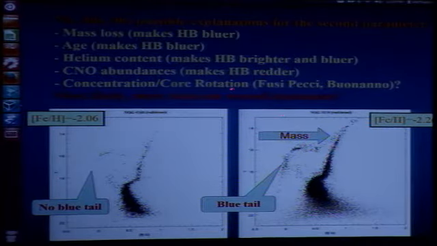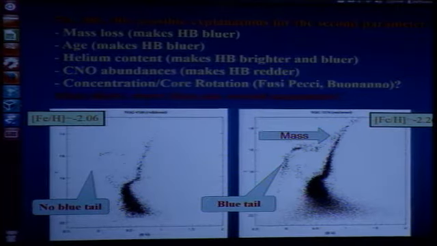And then it was found that there are correlations, for instance, with concentration of the cluster, which was thought to be linked perhaps to core rotation. This was a proposition by Fusi Pecci and Bonanno in the 90s. All these make things very messy. It's not very easy to understand what is going on. And the conclusion from all these studies was that more likely there is more than one second parameter.